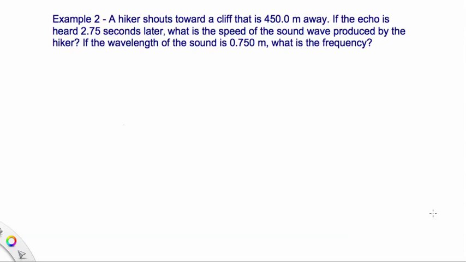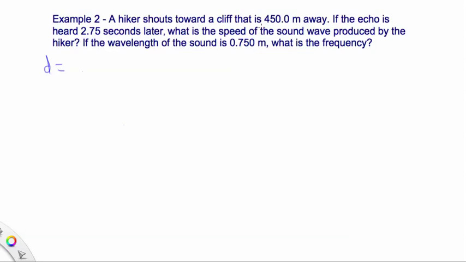Our second example here is a hiker shouts towards a cliff that is 450 meters away. If the echo is heard 2.75 seconds later, what is the speed of the sound wave? If the wavelength is 0.750 meters, what is the frequency? So let's write down what we know. And we know to find our velocity, we're going to have to do distance over time.